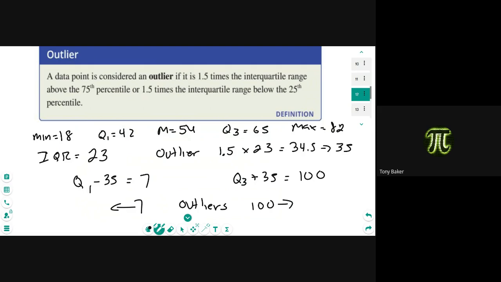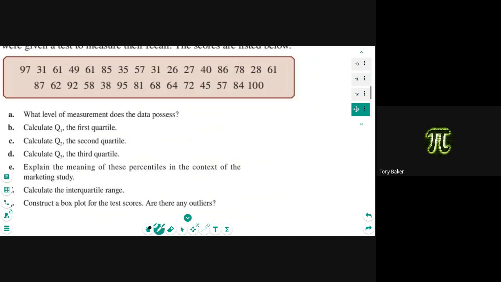So you would take the 65 plus the 35. Correct. Get 100. Okay. And 100 or greater, outlier. And then for the Q1, I subtracted the 35. So 42 minus 35 is 7. At 7 and less, outlier. That's it. All right. Your turn.